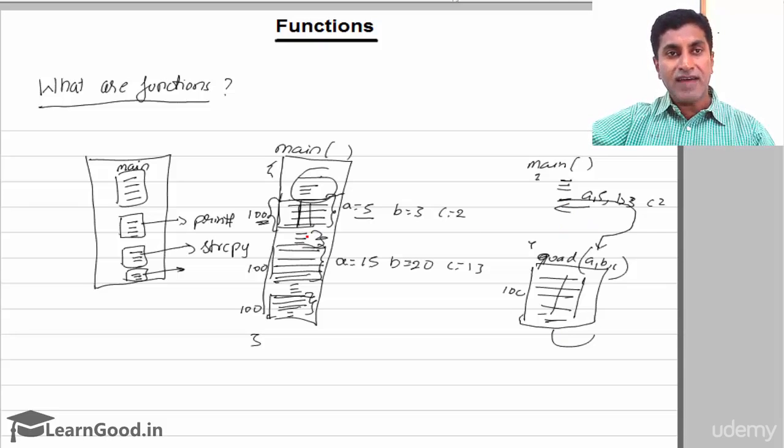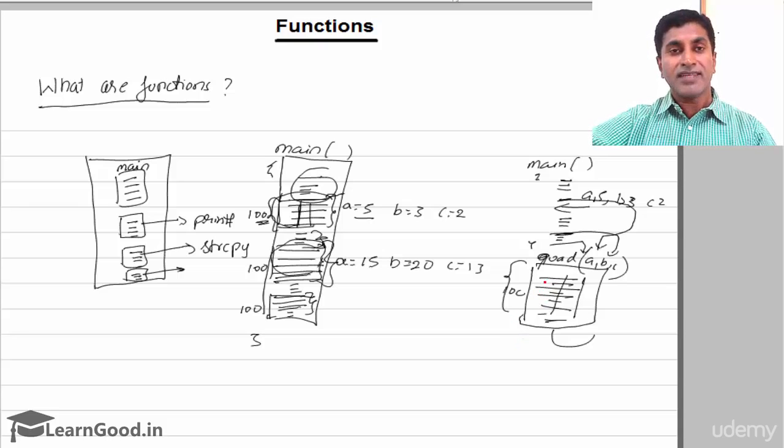Then again you'll have this set of statements as it is. Then once again you want to find out the quadratic equation, so once again you can jump to the same function. Like this, any number of times you can call this. So by doing this, instead of writing these 100 lines 3 times, you're going to write it only once. That means only once you're going to debug this.